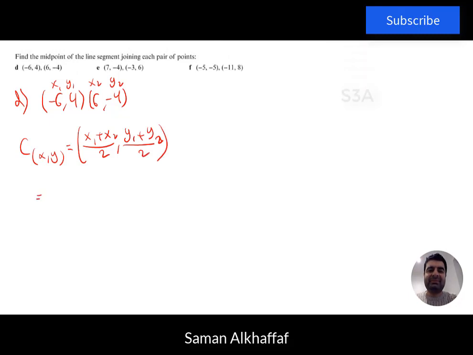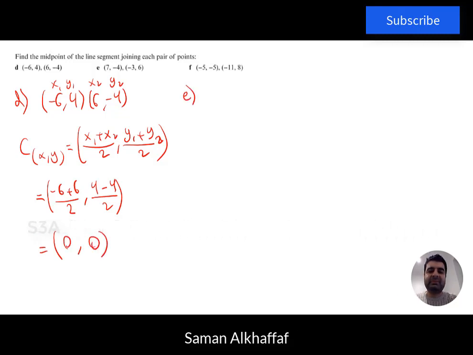So in this scenario, we would have -6 plus 6 over 2, and we also have 4 minus 4 over 2, so that would give us 0 over 2 and 0 over 2, so that means we will have the coordinates of 0, 0.